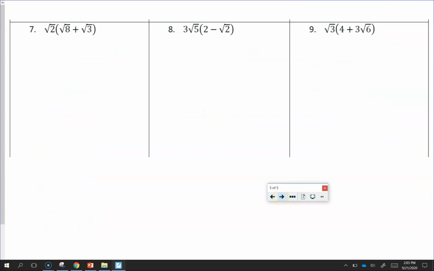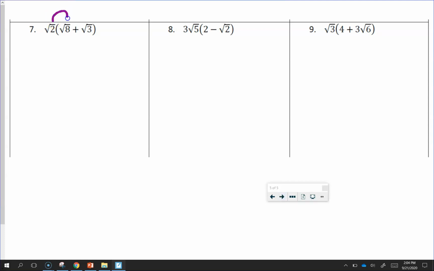Here we go, number 7. So 7, 8, and 9, we're still multiplying. This is a bit of a distribution going on here. So we have pieces inside of the parenthesis being added together. My radicals are not the same, so I can't actually add and subtract like I did last lesson. So here we're going to distribute and multiply.